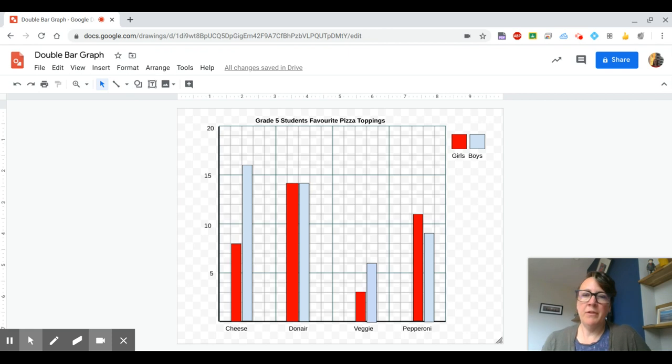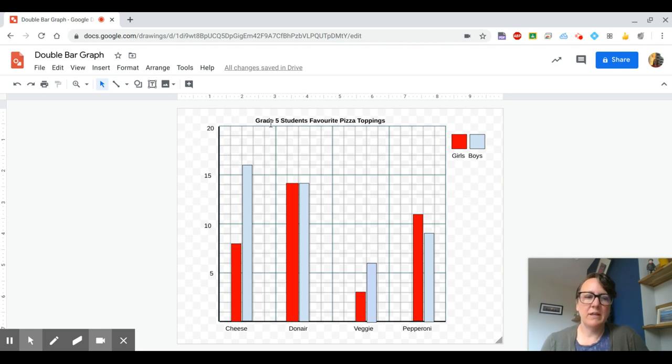Today, we're going to be looking at double bar graphs and all the components you need for a double bar graph. So this is my example one here. And we have, first of all, on top is your title. Make sure that your title is maybe a different font or bold compared to the other information on here, so that it kind of stands out.